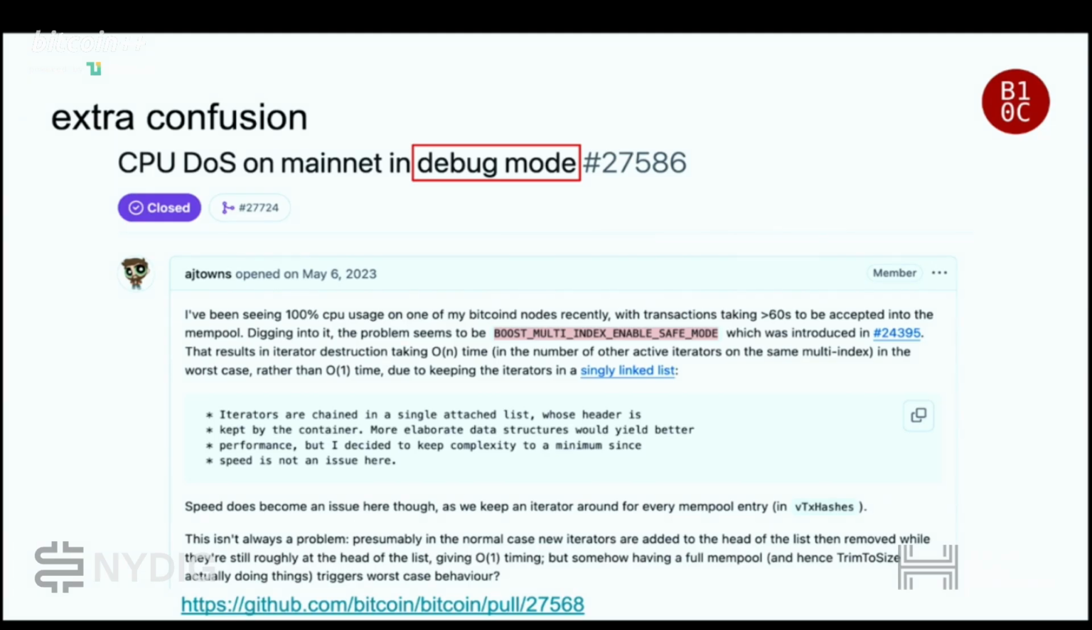It took a few days until we figured out that it's actually two separate problems, and I wasn't running my node with a Boost multi-index enable safe mode, which slows down your node, or did slow your node down to a point where it actually couldn't process any transaction into the mempool. But different issue.